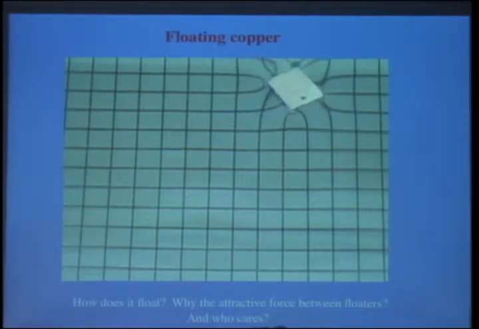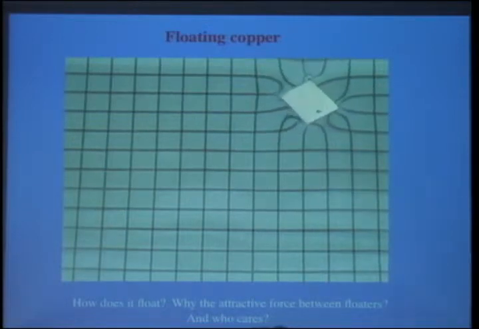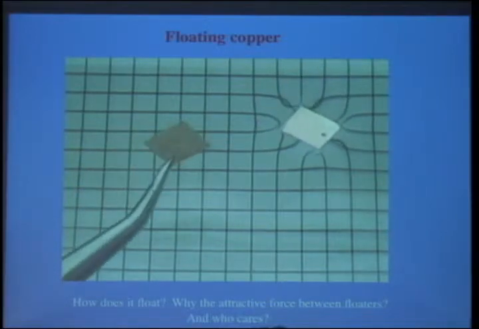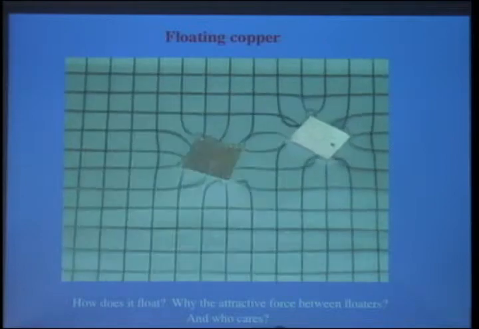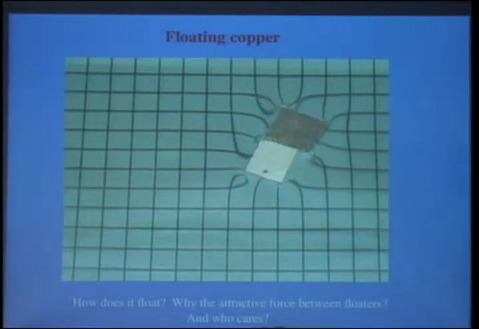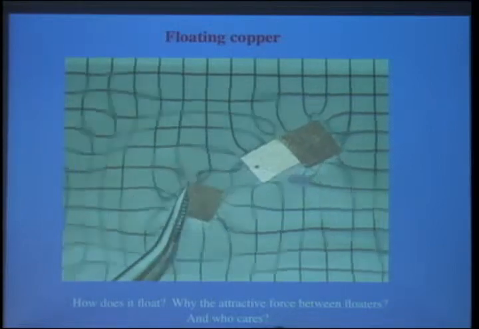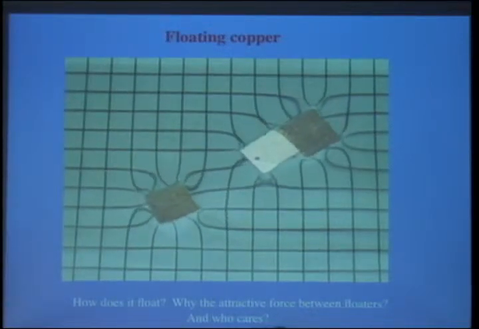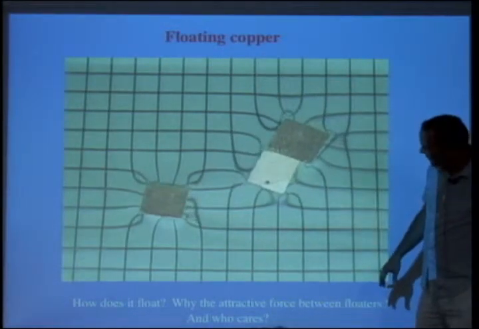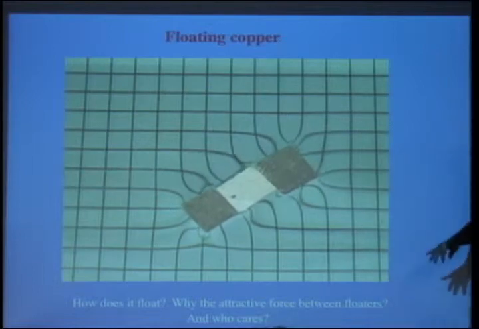So again, we now have an object which is heavy relative to water. It's basically copper. And we can say why it floats now: because of surface tension. And why the attractive force: because the system is acting to minimize surface energy. And who cares? People who produce things on a microscale can use this for self-assembly. And again, see, it's just bare. It looks a little outside the range now. They're just getting within range, and then it starts moving. But if it's far enough away, then they don't feel each other.